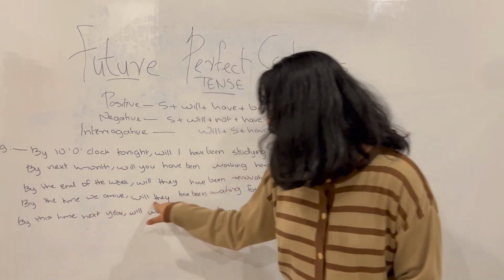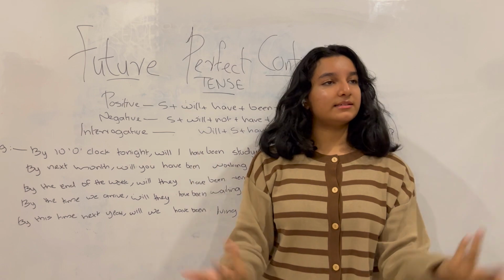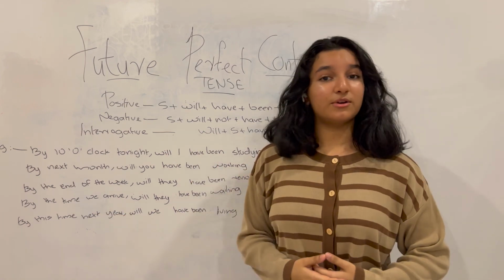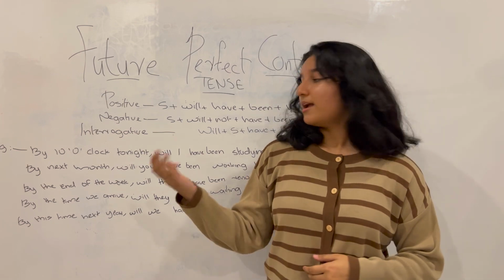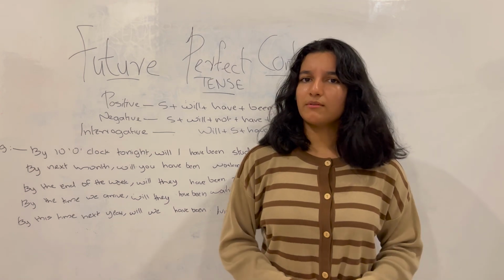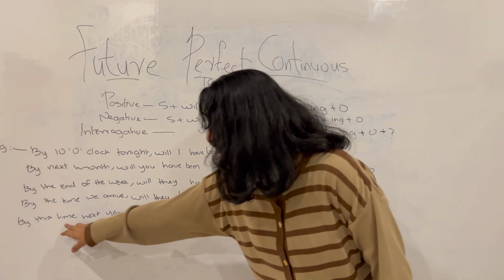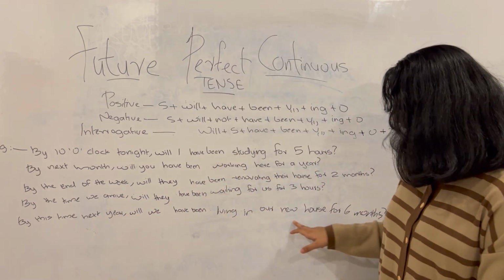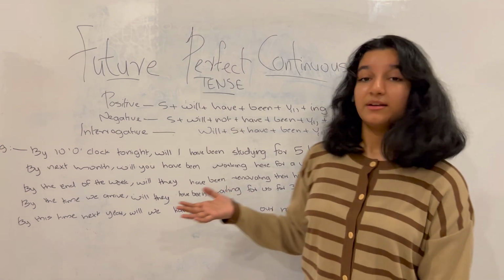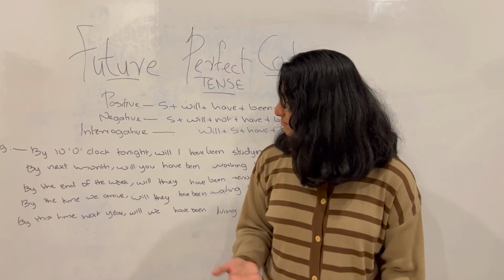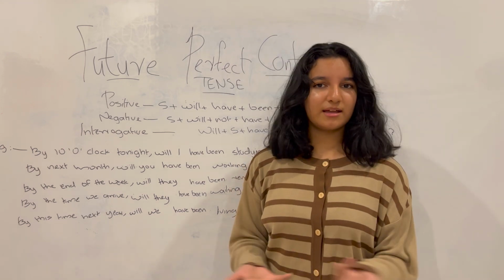By the time we arrive, will they have been waiting for us for 3 hours? So let's say you're asking a neighbor of the house you're trying to go to. They're waiting for you because you're the guest, and you're asking them, so by the time we arrive, will they have been waiting for us for 3 hours? By this time next year, will we have been living in our new house for 6 months? Let's say the kids are asking the parents, we're living in our new house now, so by this time next year, will it have been 6 months that we've been living in this house?